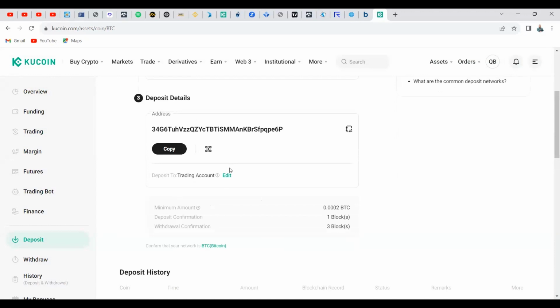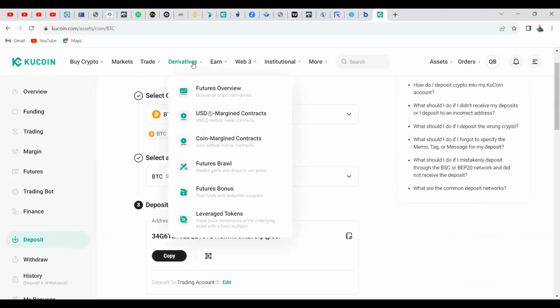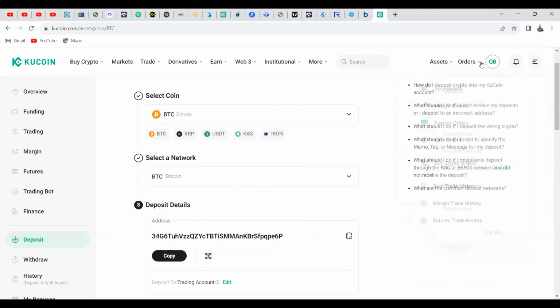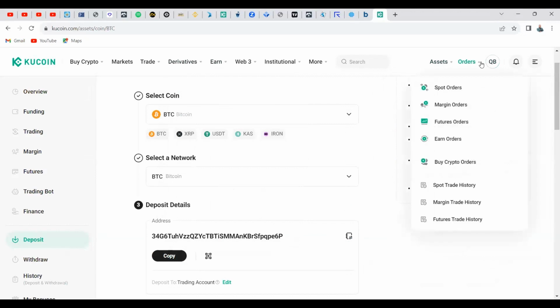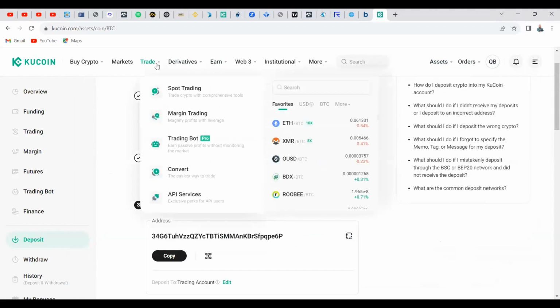So whether you wanted to trade futures or on spot, you would need to have your crypto deposited into your trading account. Okay. So once that is done, your cryptocurrency would reflect over here. Because I have already deposited XRP, what I want to do now is take my XRP that I deposited and exchange it into USDT.